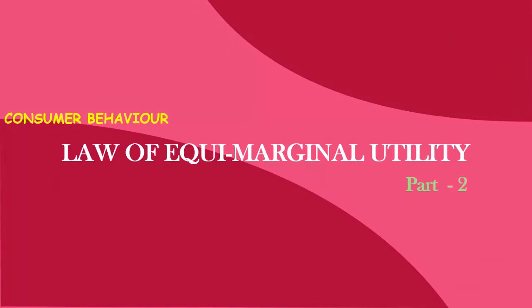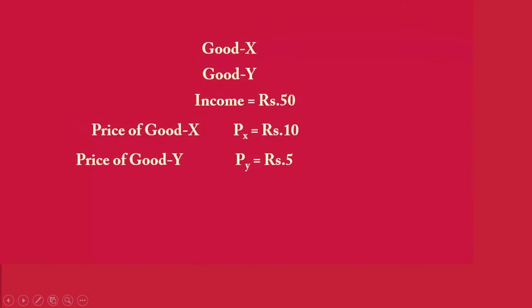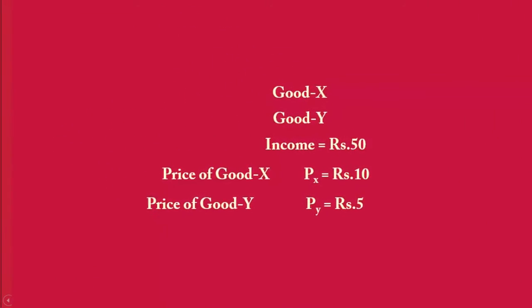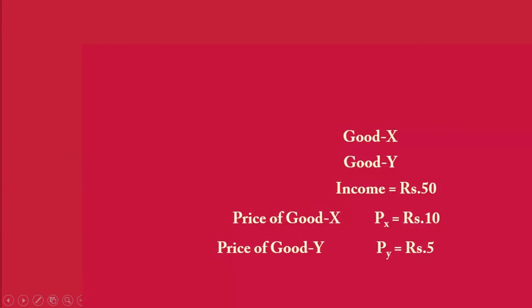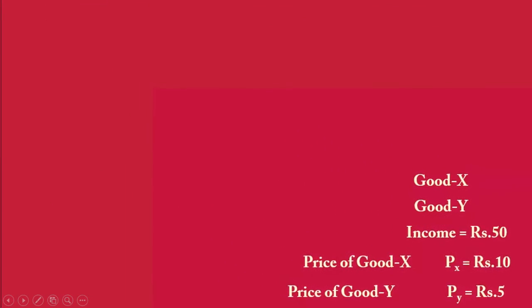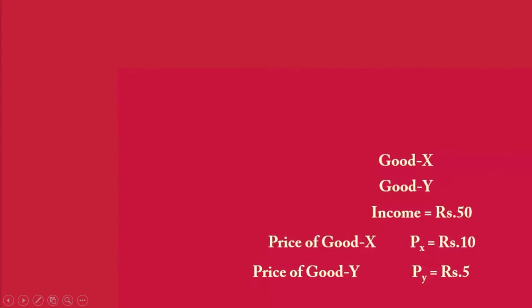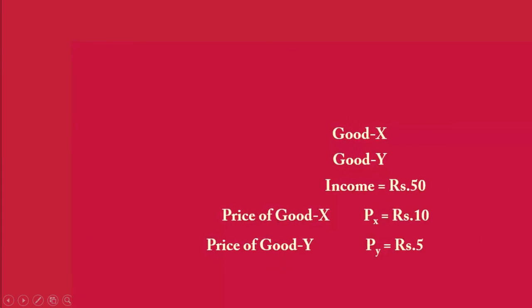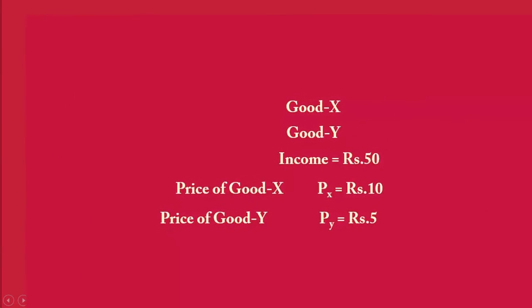Utility Part 2. We shall start from where we stopped in Part 1 of this tutorial. Consumer consumes good X and good Y. Income of the consumer is 50 rupees. Price of good X is 10 rupees. Price of good Y is 5 rupees.